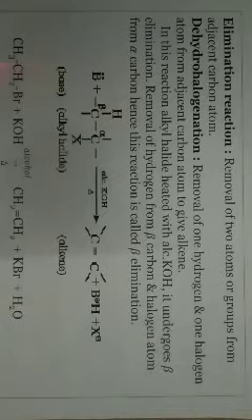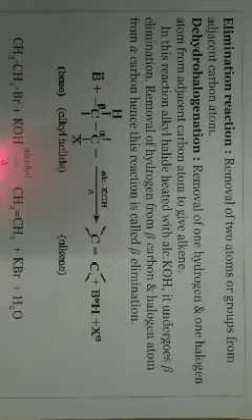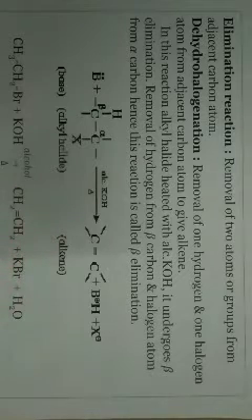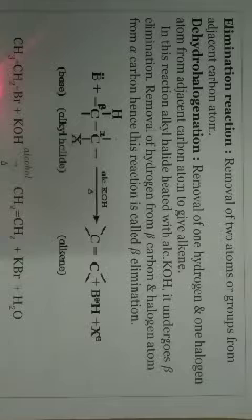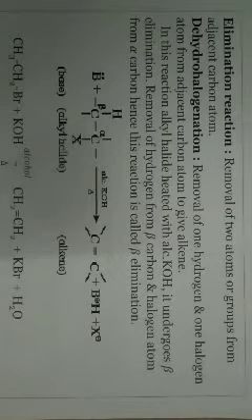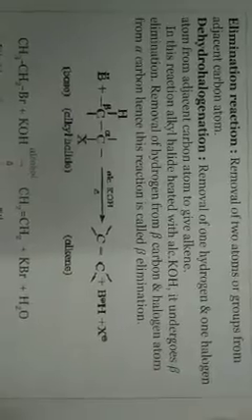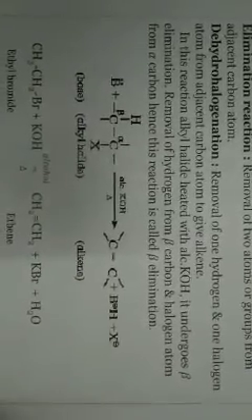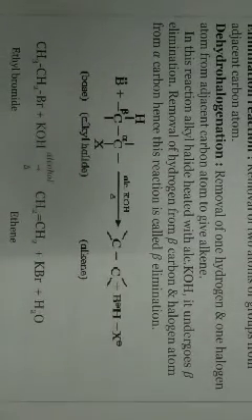For example, suppose ethyl bromide reacts with alcoholic KOH, then after heating that gives CH2 double bond CH2 plus KBr plus H2O. Means now here we are removing the Br from this carbon atom and one hydrogen from this CH3 carbon. So we are getting the alkene, which is named ethene, CH2 double bond CH2, along with the formation of KBr and water molecule.